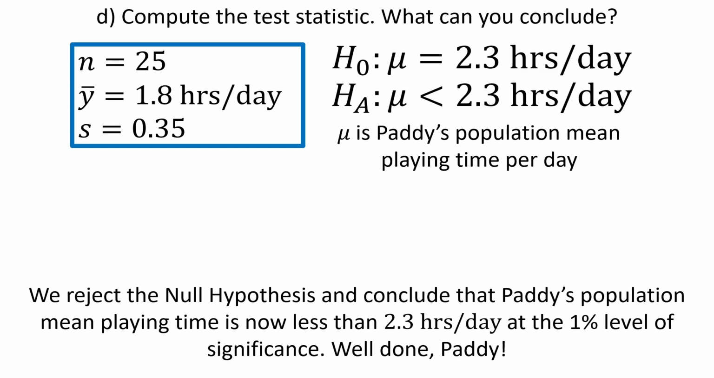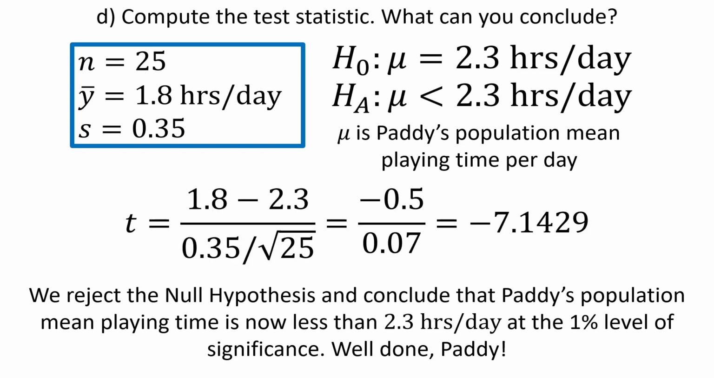Next, we're going to compute the test statistic and see what we can conclude. I see I have the conclusion already displayed here. Well, let's see how I came to that conclusion. So the test statistic is the difference between what we observed, 1.8 hours per day, and what we would expect to see if the null hypothesis was true, 2.3. And then we divide by our measure of uncertainty, which is the standard error of y bar.